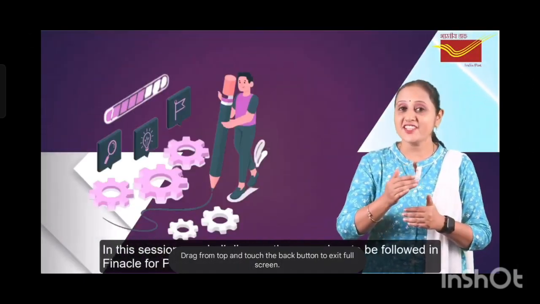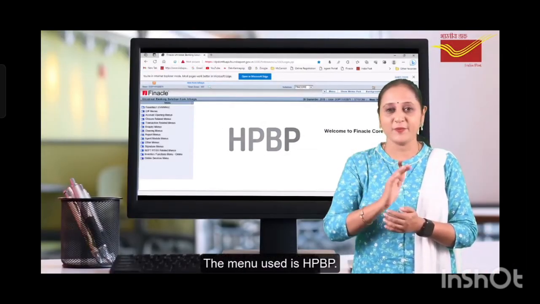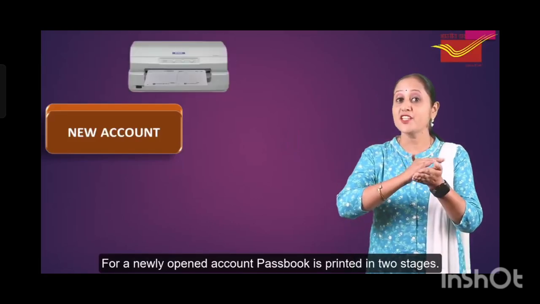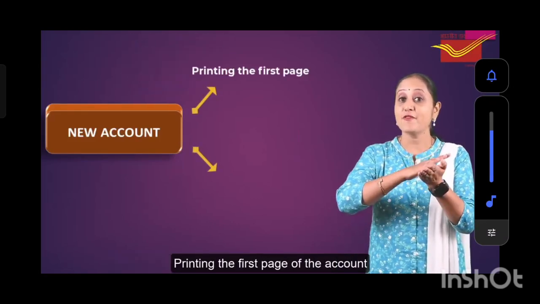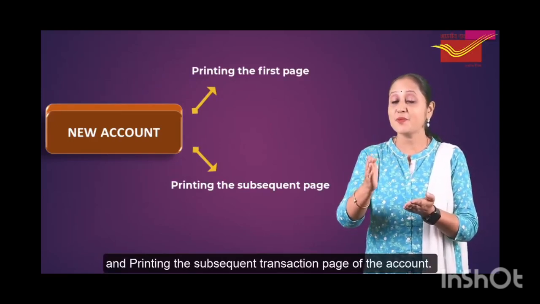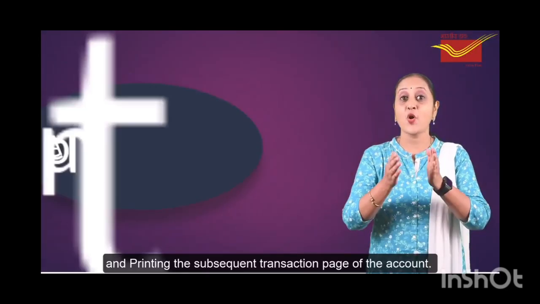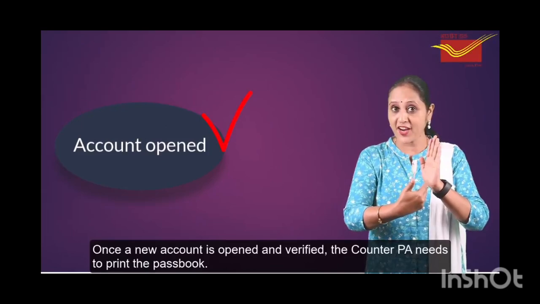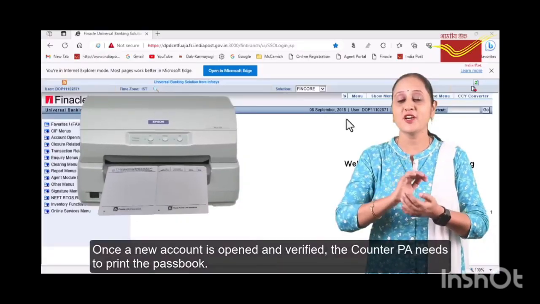In this session, we shall discuss the procedure to be followed for HPBP. For a newly opened account, the passbook is printed in two stages: printing the first page of the account, and printing the subsequent transaction pages of the account. Once a new account is opened and verified, the counterpart needs to print the passbook.